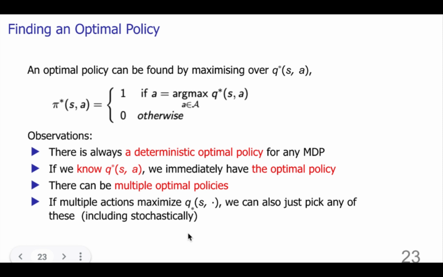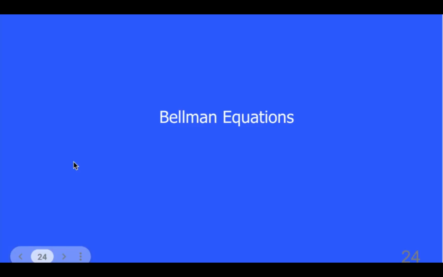Now that we have that, let's talk about finding the optimal policy. We already said that an optimal policy can be found by maximizing over the optimal action value. So a given optimal policy is the one which provides the maximum action value. Formally, if the action provides the maximum action value and this policy generates it, then it is the optimal policy.